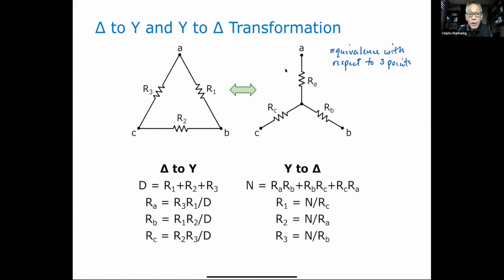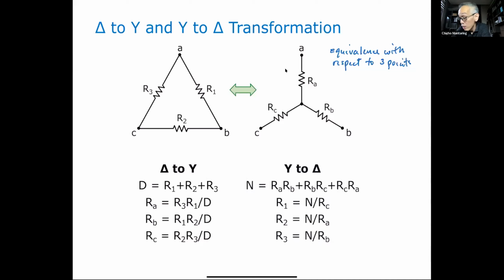And my numerator is the sum of the products of the resistances taken 2 at a time. So that's RA RB plus RB RC plus RC RA. Okay. Now, what is my numerator?